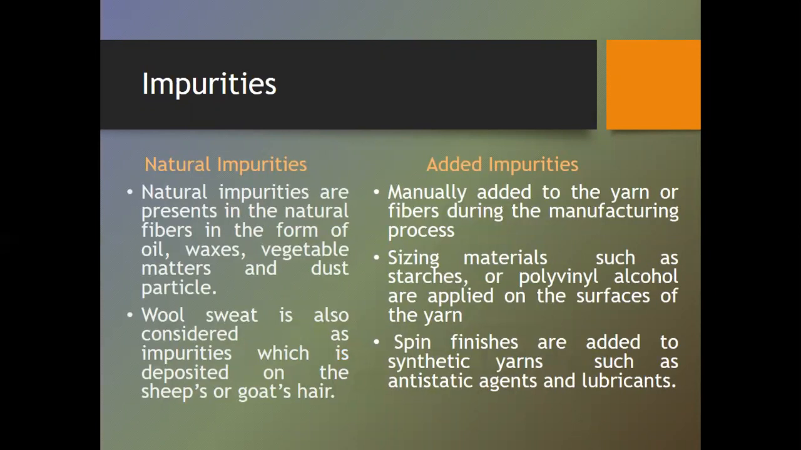Natural impurities are present in the natural fiber in the form of oil, wax, vegetable matter, and dust particles. And wool sweat is also considered as the impurities which is deposited on the sheep or goat hair. The added impurities are manually added to the yarn or fiber during the manufacturing process. Sizing materials such as starches or polyvinyl alcohol are applied on the surface of the yarn. Spin finishes are added to synthetic yarns such as anti-static agents and lubricants.